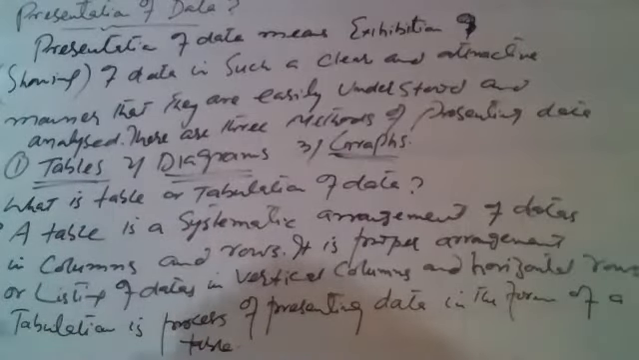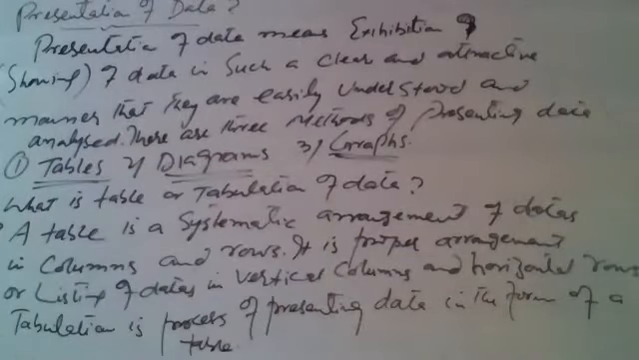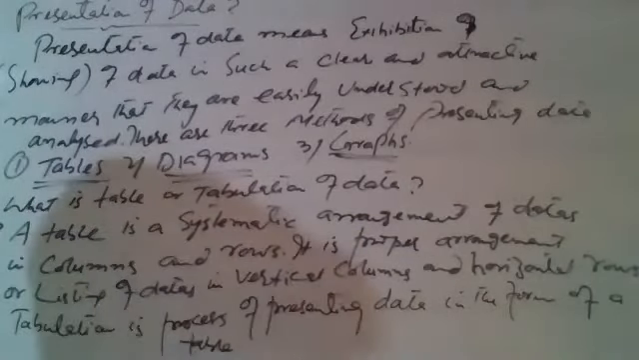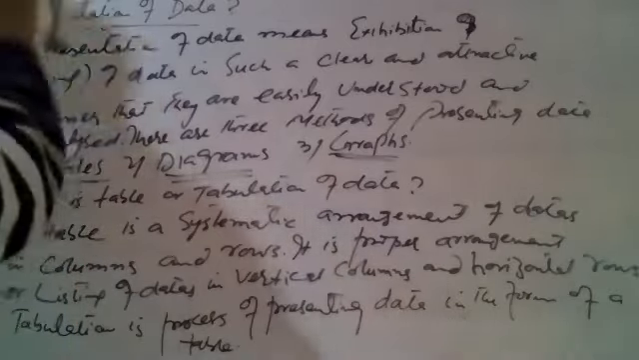Tabulation is a process, the method we use to make a table, we call it tabulation. Thus, tabulation is the process of presenting data in the form of a table. Table itself is the arrangement of data in the form of columns and rows.